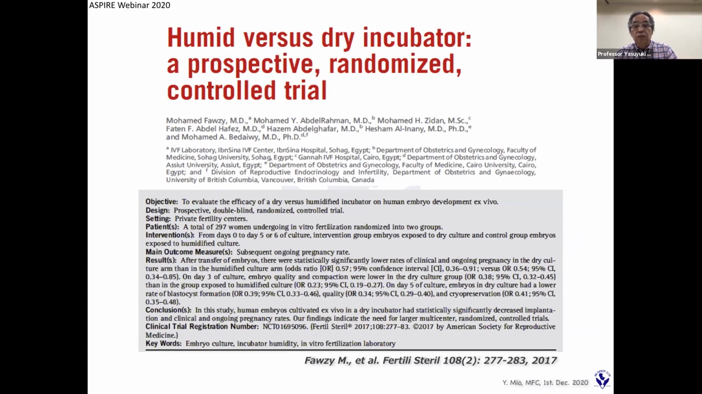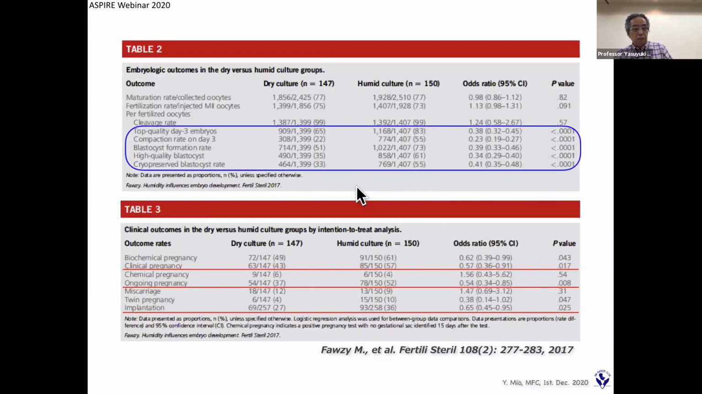Fauzi et al. reported the difference in clinical outcomes between wet and dry incubators in 2017. They found that every parameter after ICSI, except for cleavage rate, was significantly lower in the dry culture group than that of the wet culture group. In addition, in clinical outcomes, the rates of clinical pregnancy, ongoing pregnancy, and implantation were significantly lower in dry culture than in wet culture. These results indicate that a dry culture has a negative impact on further development of fertilized oocytes in human ART programs.